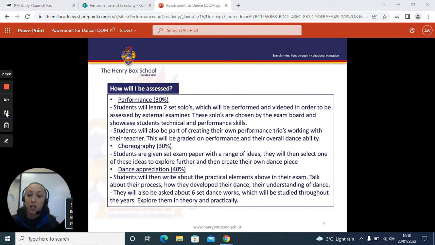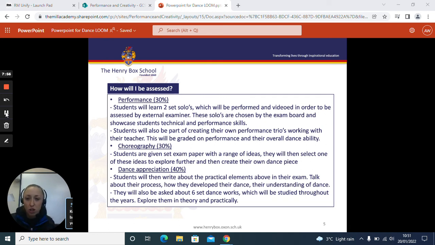The final section is dance appreciation, which is 40%, and this is the exam-based section. You will discuss the practical elements of what you have performed above. So, talk about the process. Why did you choreograph this way? How did you develop your dance? What's your understanding of what you've created? And explore and explain the ideas that you've created in your dance. You need to be able to justify them and explain why you've chosen that instead of something else.